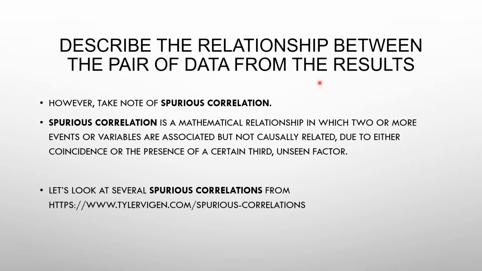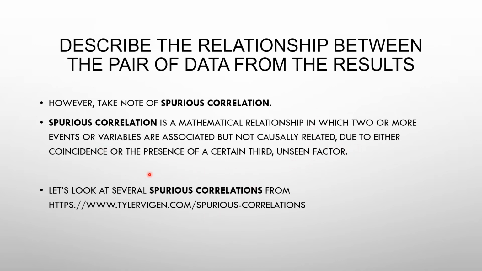Okay, at the same time, we also need to take note of this concept known as spurious correlation. Now, spurious correlation is simply that anything can be correlated. Any events can be correlated. It's actually not easy to find Pearson's correlation to be exactly 0. But it could be due to unknown factors, or it could be just due to chance.